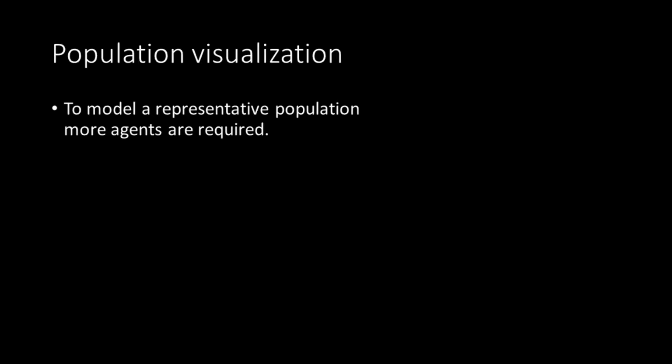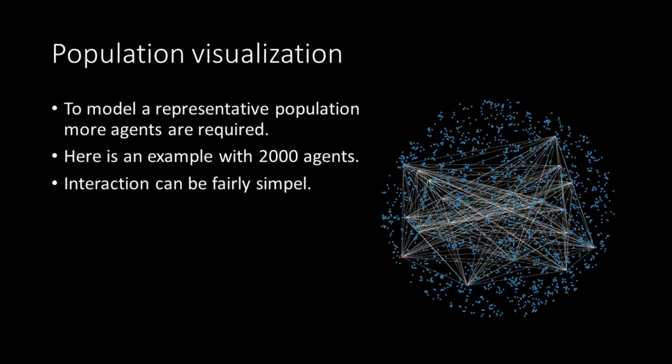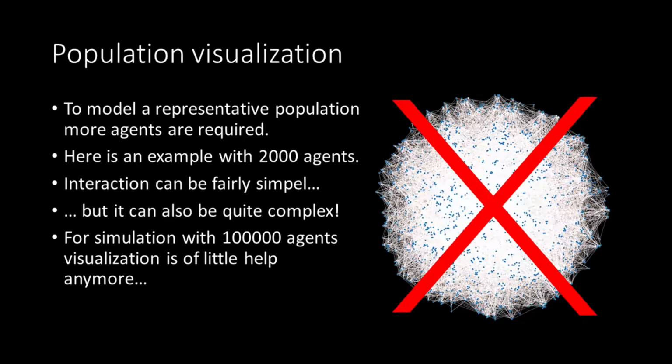In order to approximate the real epidemic spread, the virtual population needs to be big. Here you can see an example with 2,000 agents. This is an example of a situation with few contacts. But the contacts can also be much more intense and involve many agents. If the number of agents is further increased, then visualization becomes less and less helpful. But the mechanics of the large population stay the same.